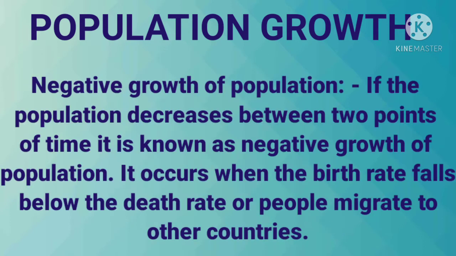Another one is negative growth rate and the positive growth rate of population. Negative growth of population is when population decreases between 2 points of time in a region, meaning within a time duration of 5 or 10 years, the number of decrease in the population is known as the negative growth of population. It happens when the birth rate falls below the death rate or people migrate to other countries.